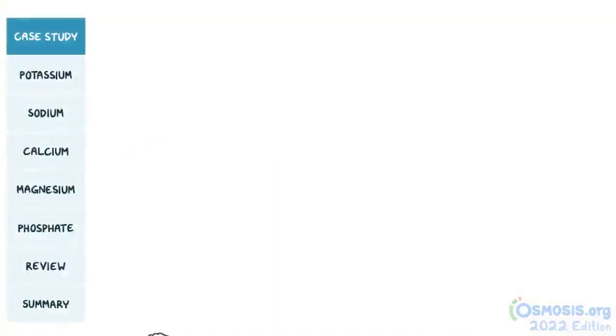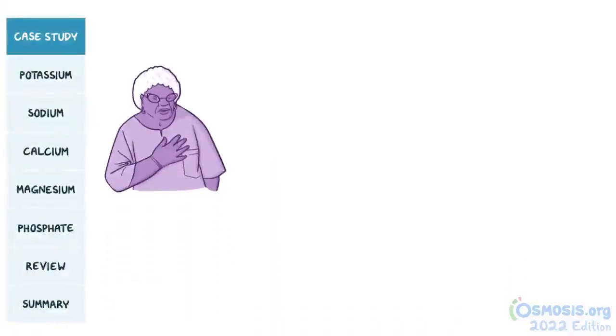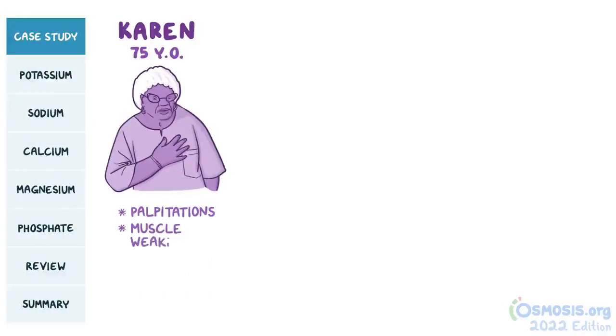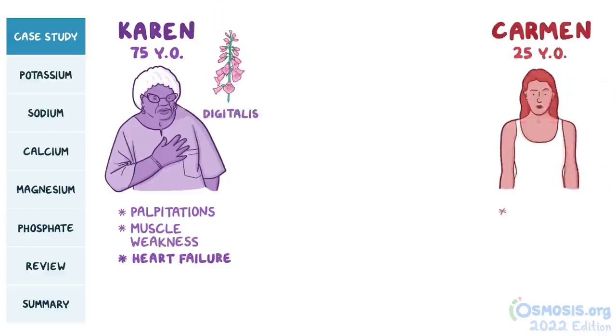Two people come to the emergency department during your shift. One of them is 75-year-old Karen, who has palpitations and muscle weakness. Karen also has heart failure, and one of the medications she's currently on is digitalis. The other one is 25-year-old Carmen, who has tetany. On the clinical examination, Carmen has a positive Chvostek sign.